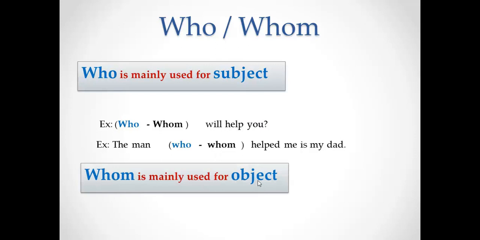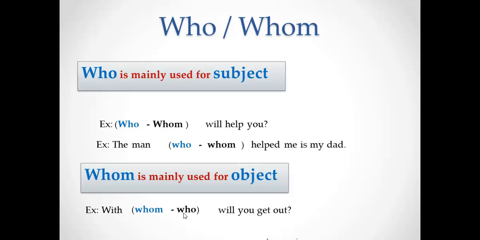Whom is mainly used for object. Look at this example. With it is a preposition. What comes after a preposition? It's called the object of preposition, meaning the object, who or whom. Of course, it's going to be what? Whom. With whom will you go out? With whom will you go out? I cannot say with who, because who is a subject.